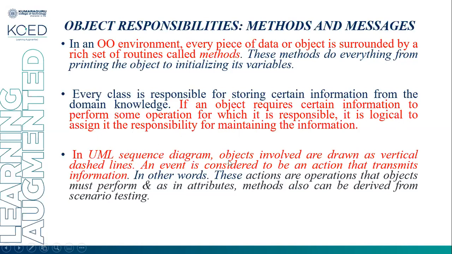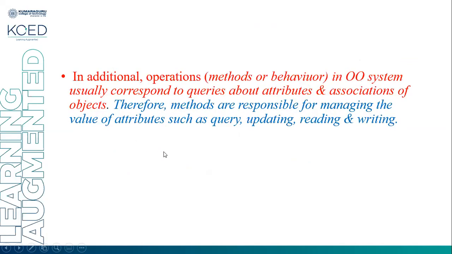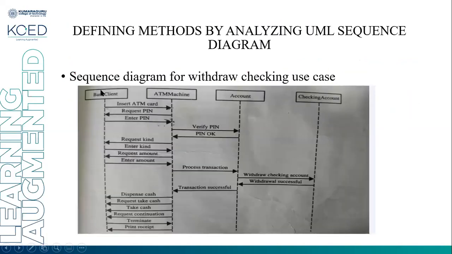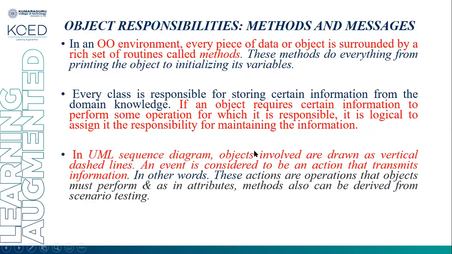UML sequence diagram. In a UML sequence diagram, the objects involved are drawn as vertical dashed lines. So the bank client, ATM machine, account, and checking account are shown as vertical dashed lines in the diagram.